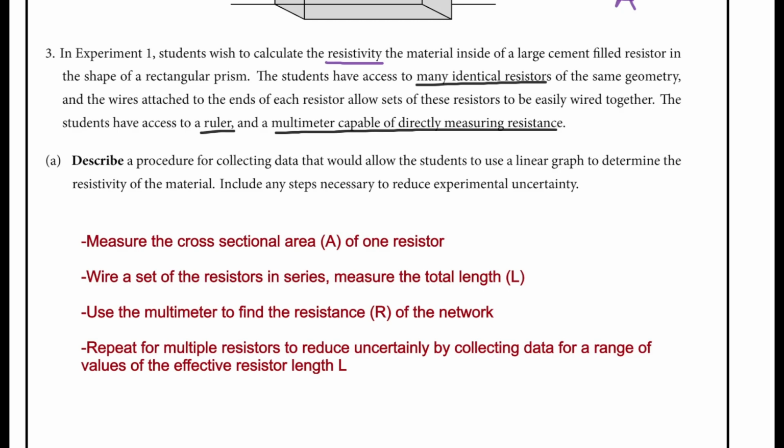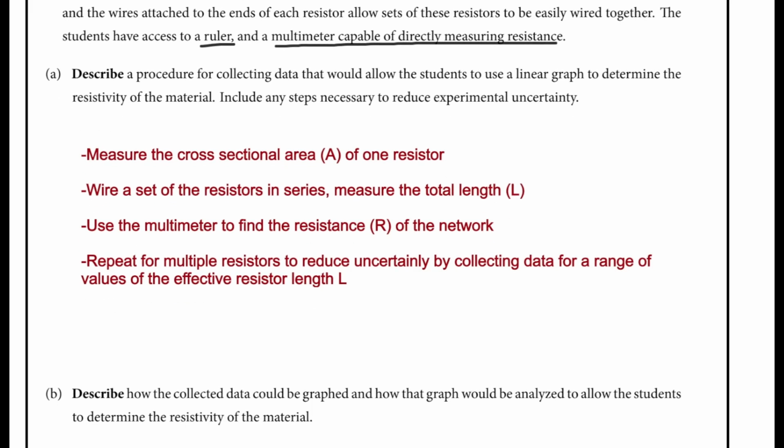You use a multimeter to find the resistance R of the network, and you repeat for multiple resistors to reduce uncertainty, collecting data using a range of effective resistor lengths L. So here's where you get points. First, you get 1 point for using the multimeter to measure resistance R. So pretty straightforward that we needed that.